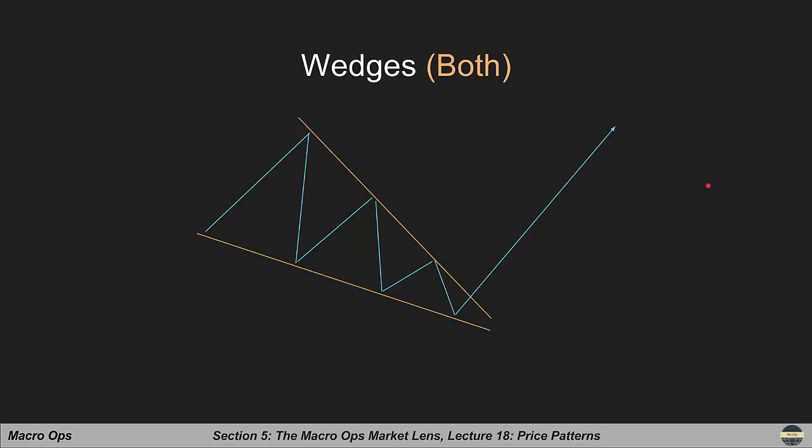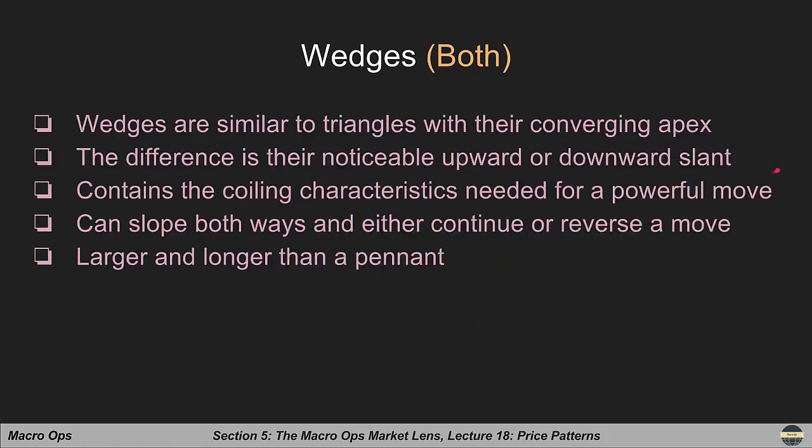Next is wedges, which are slanted symmetrical triangles. So if you remember, the symmetrical triangle looked like this. This is just if you were to slant it and turn it down or up. A powerful reversal pattern. They can be continuation patterns as well. And the thing about these is they contain those coiling characteristics that set up a very, very powerful move. And they can slope both ways and either continue or reverse a move.